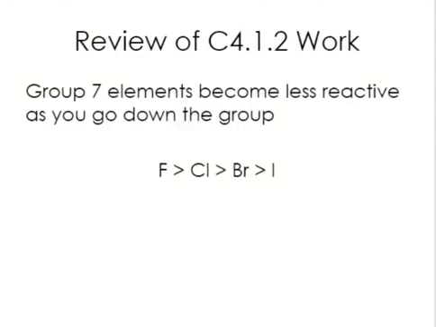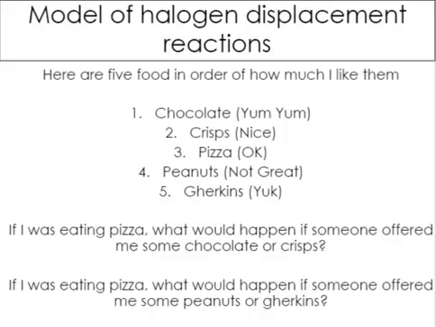So before we start this, we need to review what we did in the last lesson, C4.12, when we looked at the halogens. We found out that the group 7 elements get less reactive as you go down the group. So what this means is that fluorine at the top of group 7 is more reactive than chlorine, which is more reactive than bromine, which is more reactive than iodine. And this is going to be important when we talk about our displacement reactions. So we need to bear this in mind.